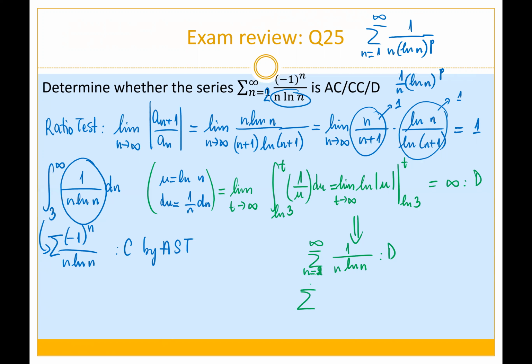But then by the alternating series test, the series of (-1)^n over n ln of n is convergent. Therefore, this one is conditionally convergent. So, are there any questions with what I did here?